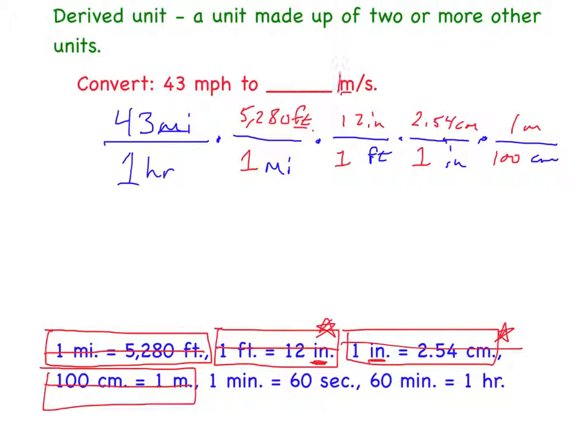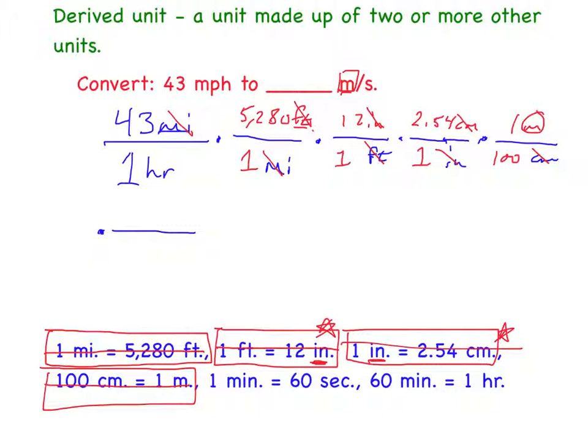And that is the unit that we are trying to get to for distance, meters. So we're done with the distance part. Notice, miles cancels miles, feet cancels feet, inches cancels inches, centimeters cancels centimeters, and we're left with meters in the numerator, which is what we want. Now we've got to get seconds in the denominator. So we're going to add another multiplication dot and another bar.